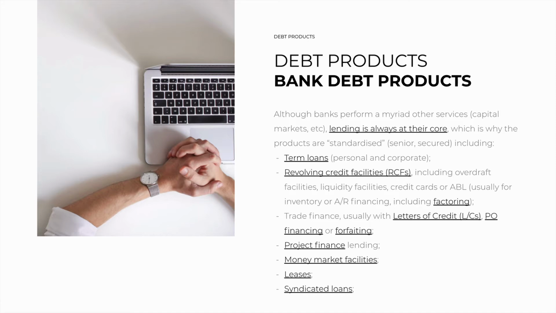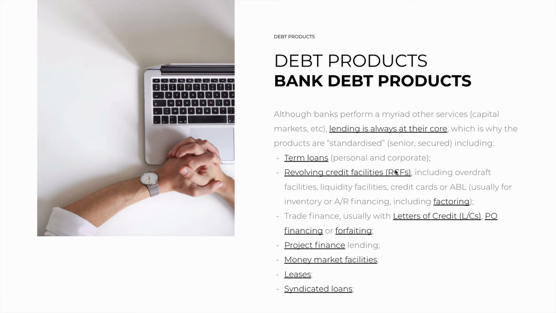A given amount of capital, the principal, over a given amount of time, the maturity. Mortgages, auto loans, and others for individuals, and for corporations for any use that they may have. Then we have revolving credit facilities, or RCFs.